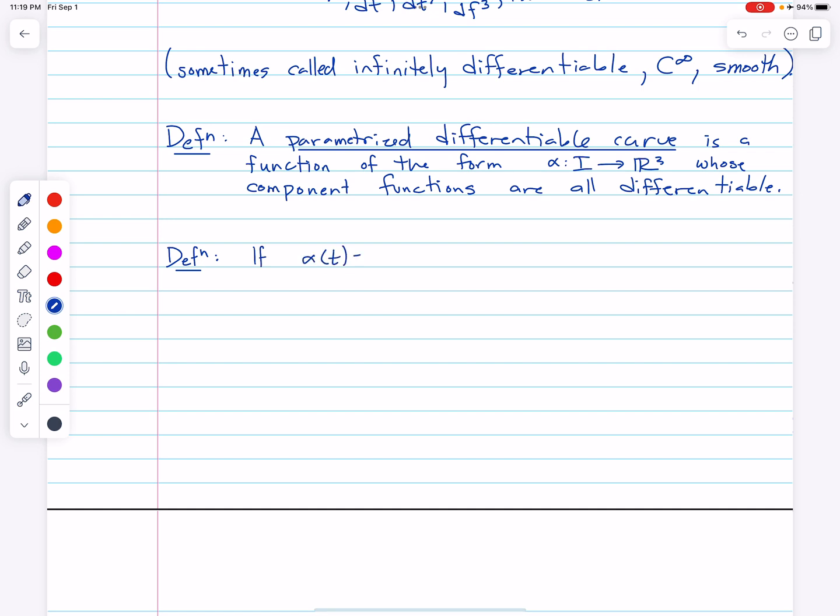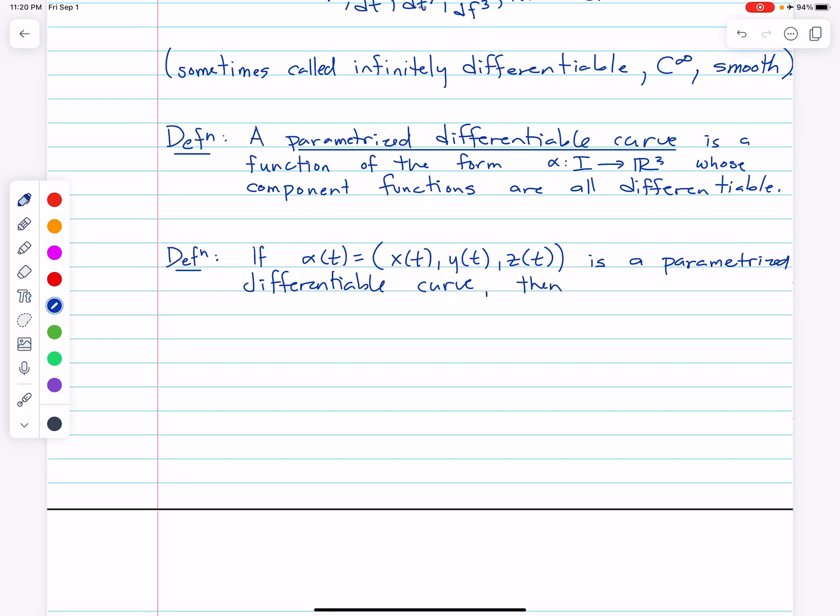So if alpha t is a parametrized differentiable curve. Oh, and by the way, I won't always say parametrized differentiable curve. If I just say the word curve from now on, you can assume, unless otherwise stated, that it is a parametrized differentiable curve. We'll add some other qualifiers on it in the next section, but it would be cumbersome to say parametrized differentiable curve every time I want to talk about something like this. So I will often just say curve, and you know that it's differentiable and parametrized. So suppose we have one of these curves, then since we know that the components are all differentiable, we can take the derivative of all of them.